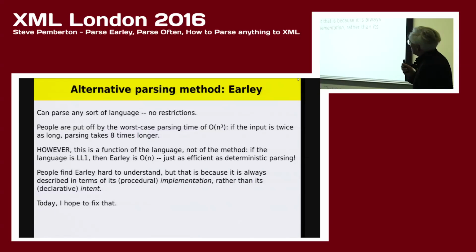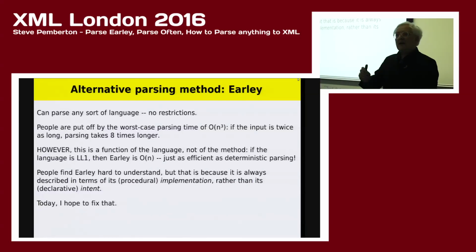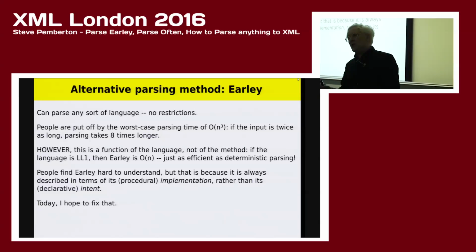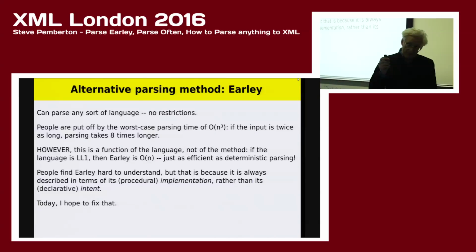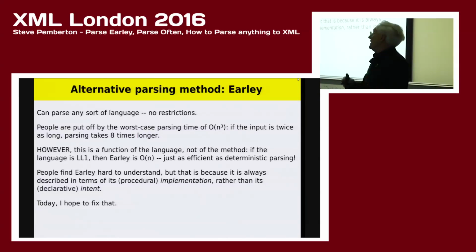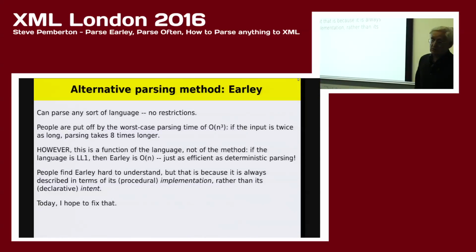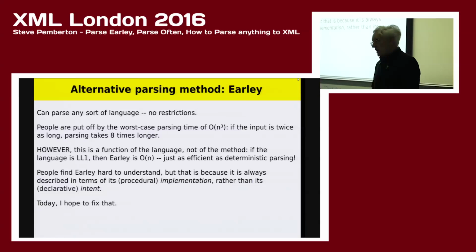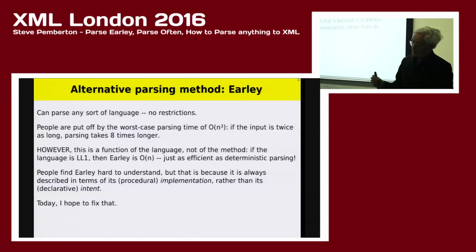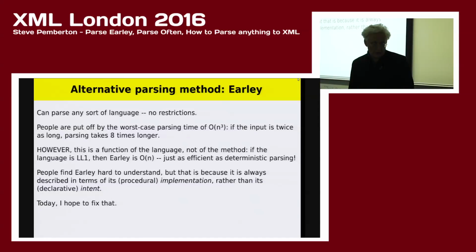But what people don't seem to realize is that that figure is a function of the language and not of the parsing algorithm. That is to say, if the language itself is LL1, then Earley is also order n, so it's just as fast as the traditional LL1 parsers. So in other words, it's only the language that means that the parsing is slow and not the method in itself.